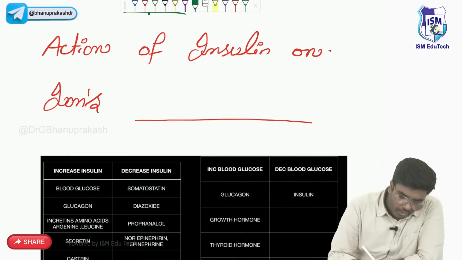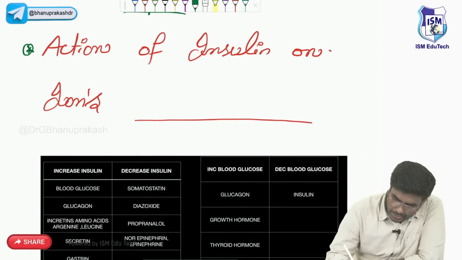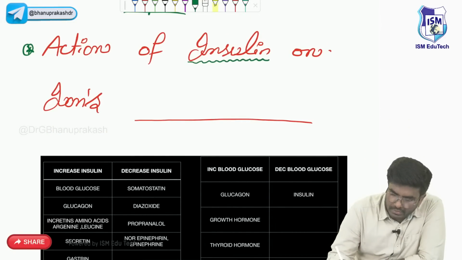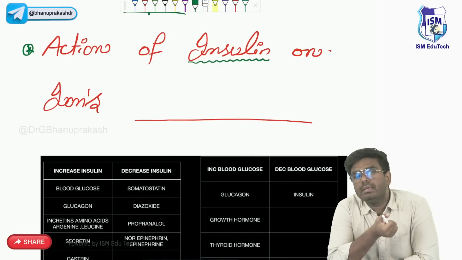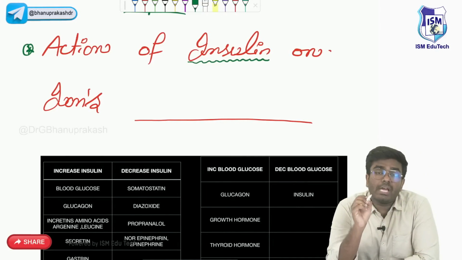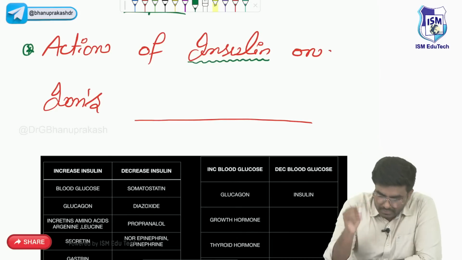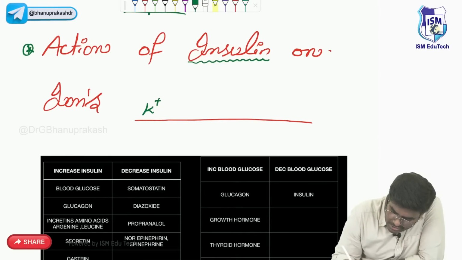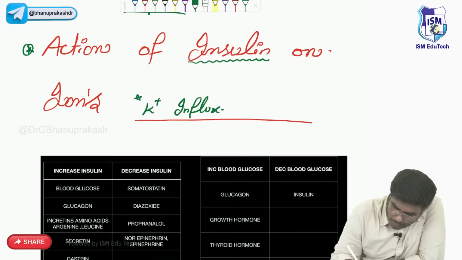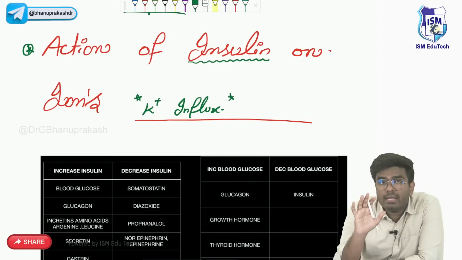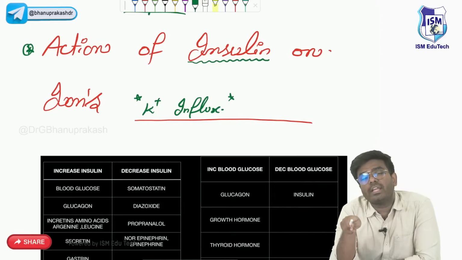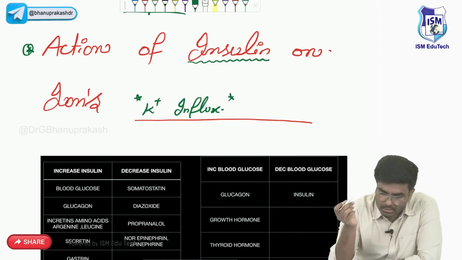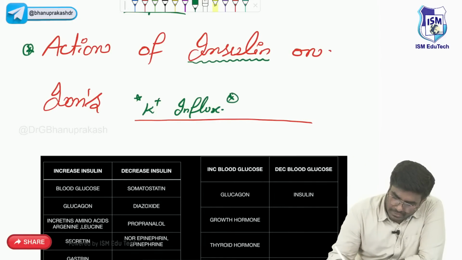The next important MCQ is, what is the action of insulin on ions? If I take a subcutaneous shot of insulin, what happens with the ions, especially one ion? That ion is potassium. Influx will occur. The moment you take insulin, it causes movement of potassium into the cells, influx of potassium. So insulin causes potassium influx.